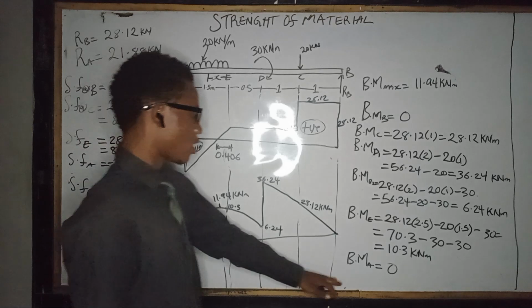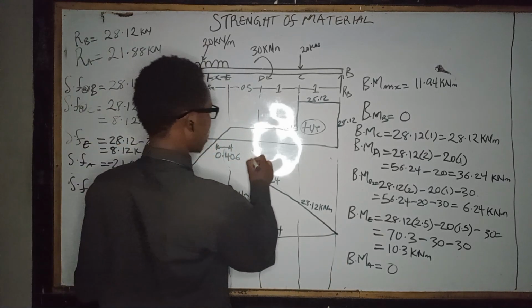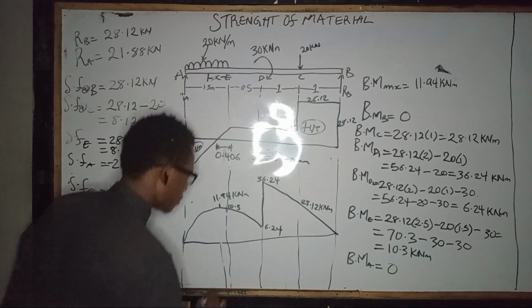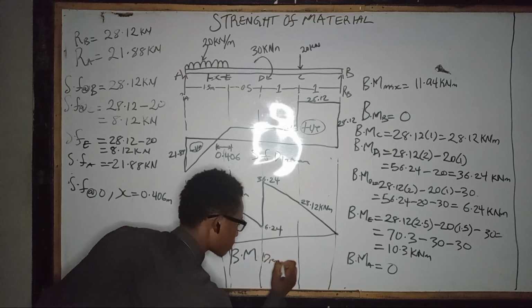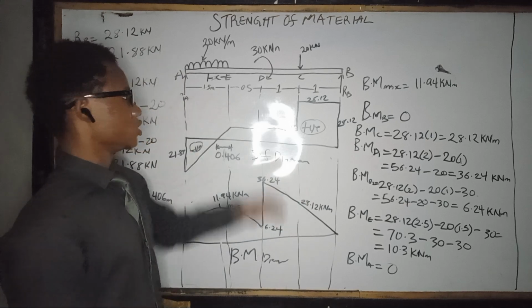And then we also have our bending moment at A equal to 0. So this is the shear force diagram and the bending moment diagram. So that is it for adding a moment on the simply supported beam.